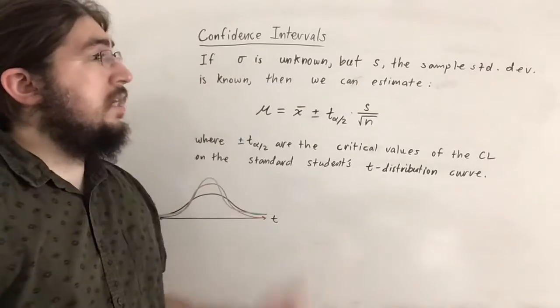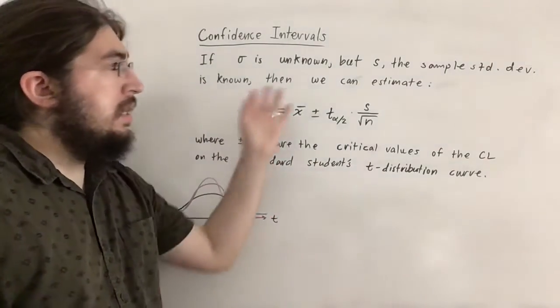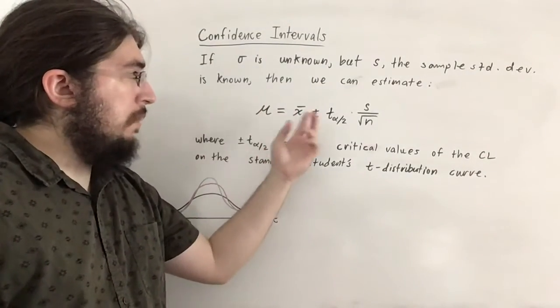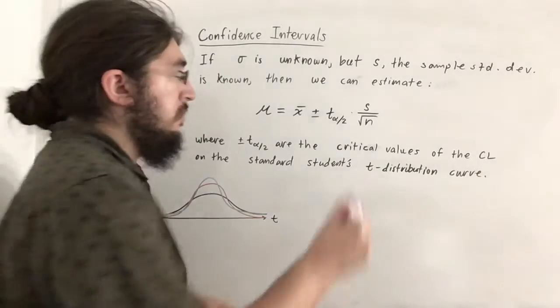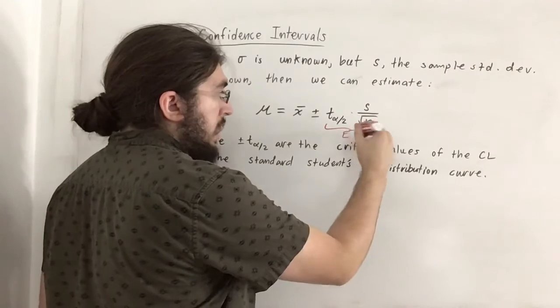If sigma is unknown, but S, the sample standard deviation, is known, then we can estimate the population mean mu by this: X bar plus or minus this new error, which is t sub alpha over 2 times the standard deviation over radical n. So this is our E now.